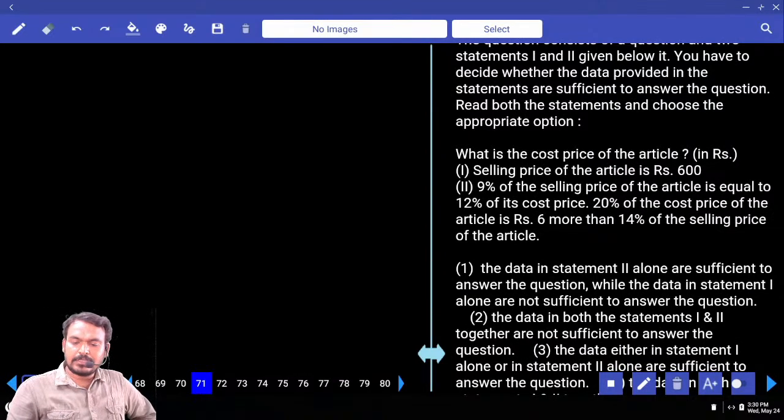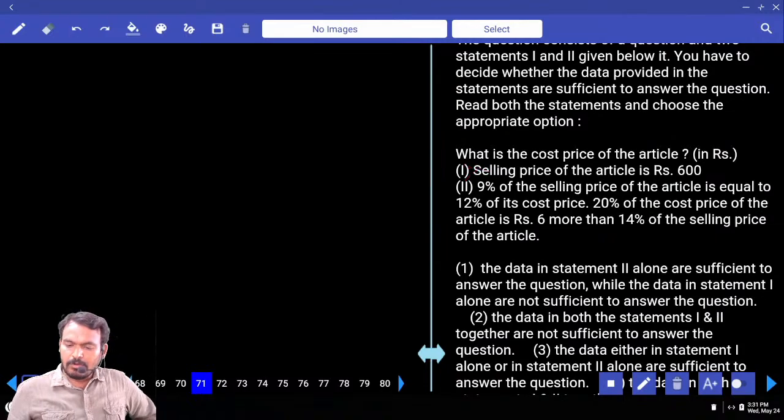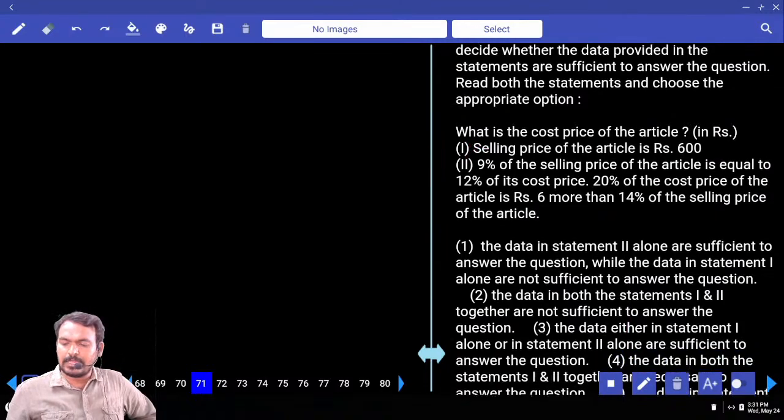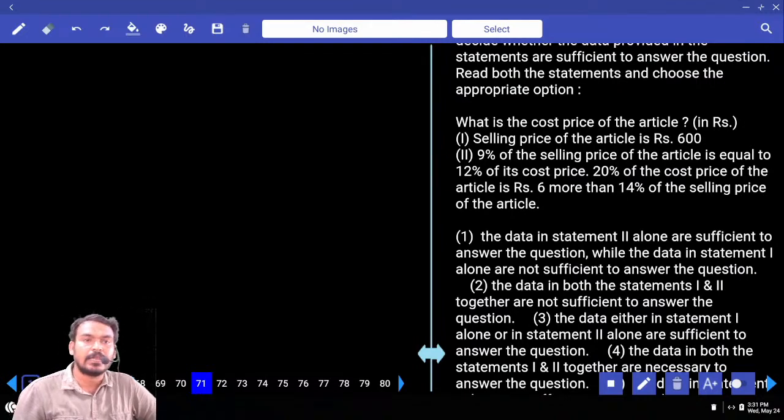Only first statement is sufficient? No, because we required cost price means definitely we know the selling price, profit or loss. What is the second statement? 9% of the selling price of the article is equal to the which one? 12% of the cost price. 20% of the cost price of the article is 6 more than the which one? 14% of the selling price of the article.